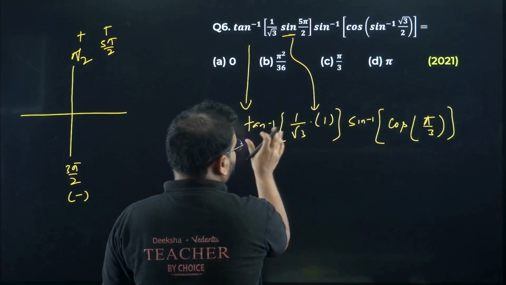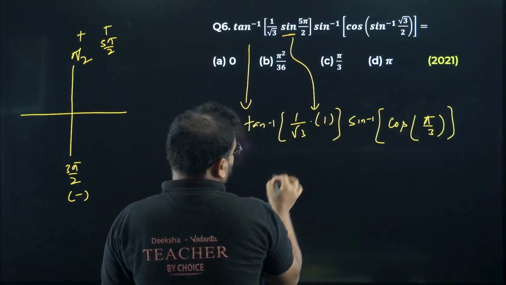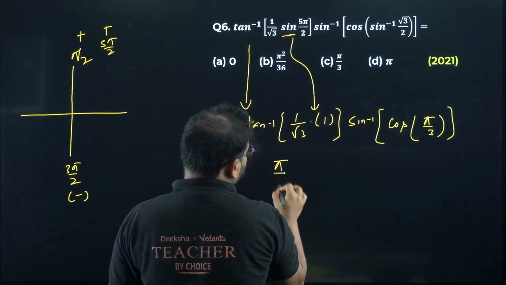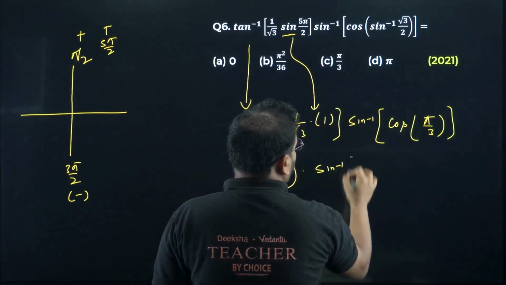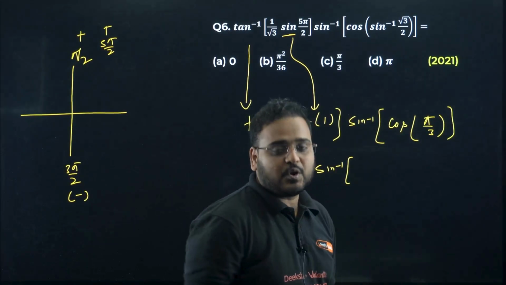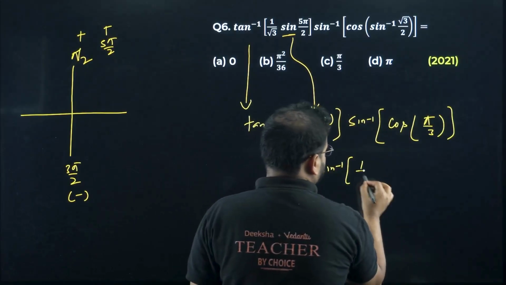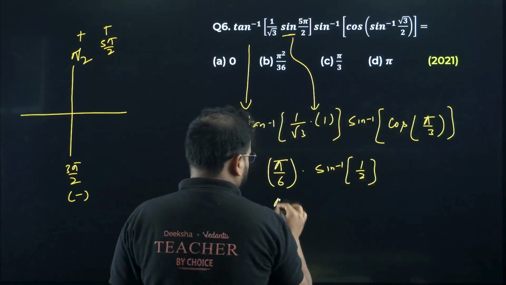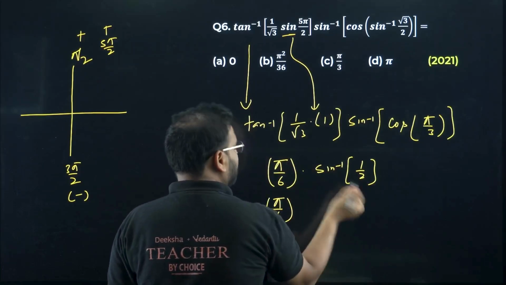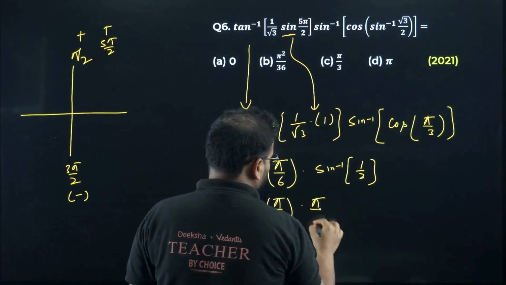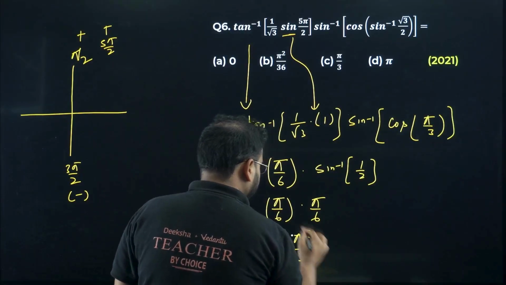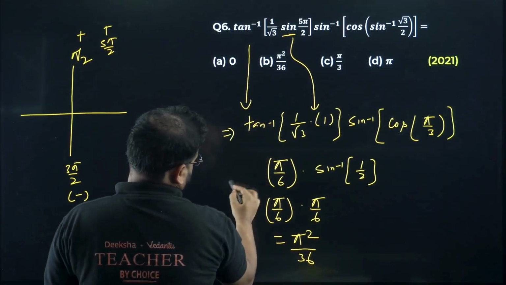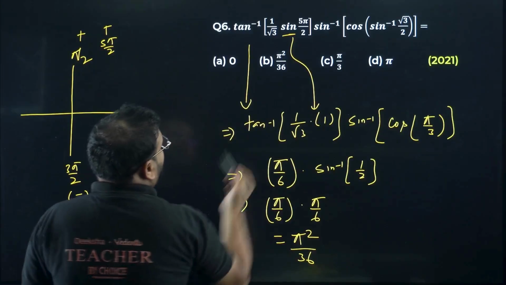This becomes tan inverse of 1 by root 3 because this is simply 1. So the answer is going to be pi by 6 into sine inverse of cos pi by 3. How much is that? Cos 60 is 1 by 2. Again, one last time, sine inverse of 1 by 2 is again pi by 6 only. Answer is pi square by 36. Okay, option B is correct.